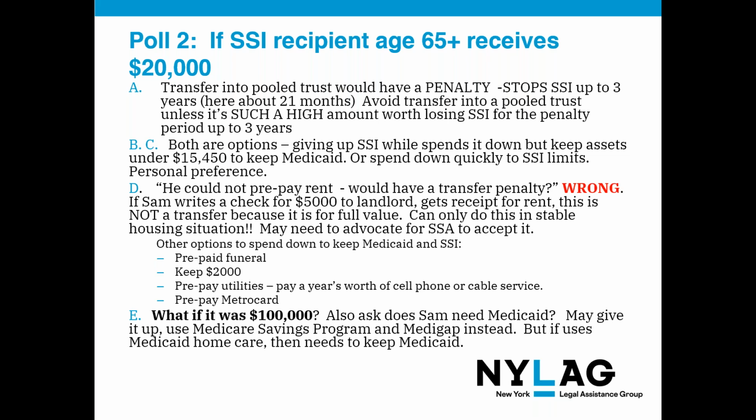So then you spend it down quickly to the SSI limits. And one of these options is to prepay rent, which would not have a transfer penalty. You can write a check for $5,000 to the landlord, get a receipt for 10 months rent, and it's not a transfer because it's for full value.